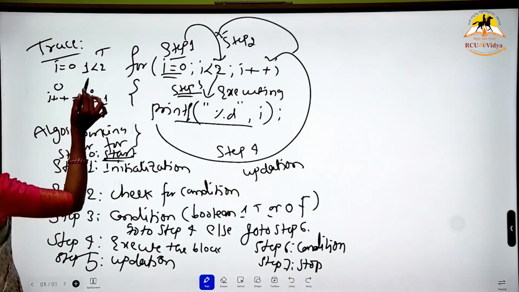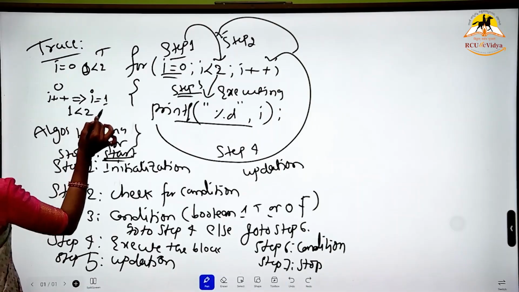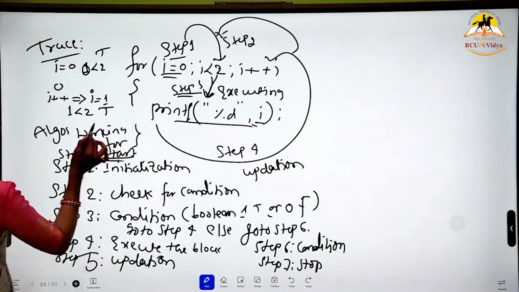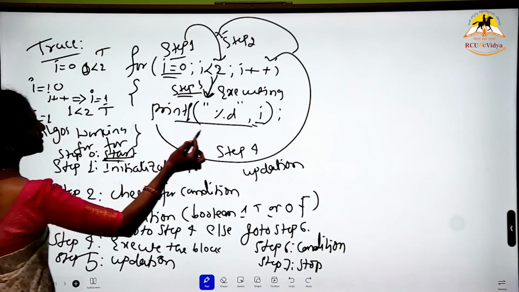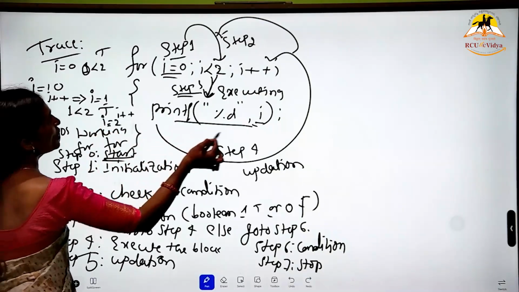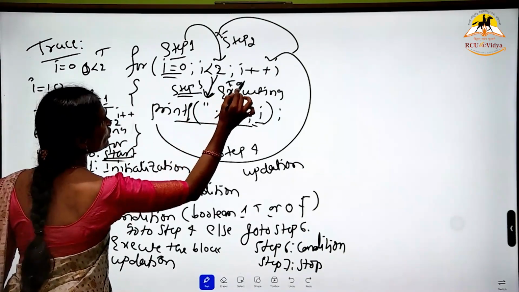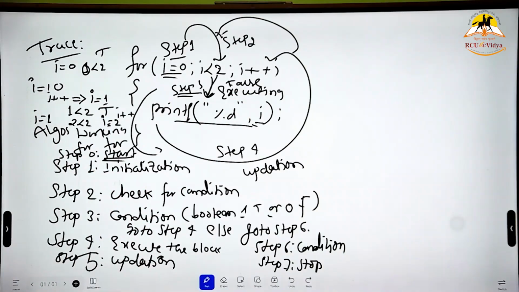Sorry, initially I is 0. Now I is 1. 1 is less than 2, it is true. Then it enters into the block and prints the value of I. I is 0, then I became 1. Next, again go for updation. I plus plus, I value becomes 2. But is 2 less than 2? No. Here it is false. False means it will come out of the for loop and execute onward.